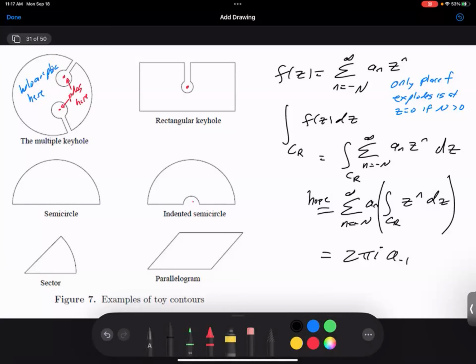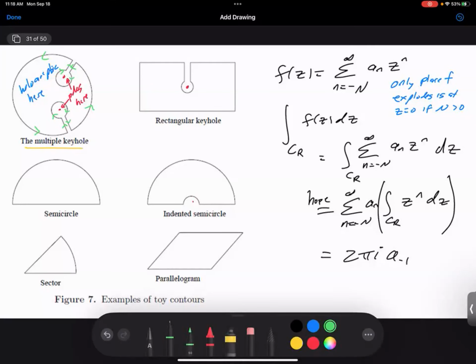If the function has multiple points where it blows up, you just draw something like the multiple keyhole, and that's why this is one of the most useful contours there is. You reduce everything to these small circles. If we travel along the outside, we come here, go around the circle, and come back, keep going around, come up, go around the circle, and come back.